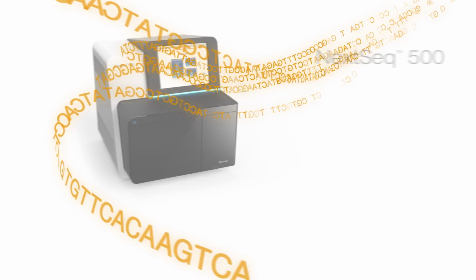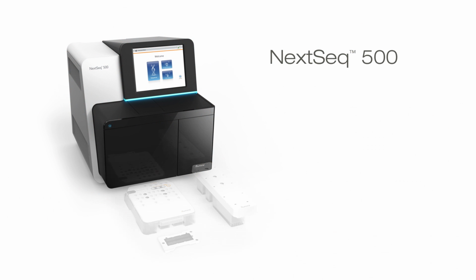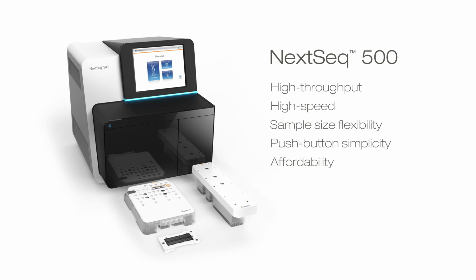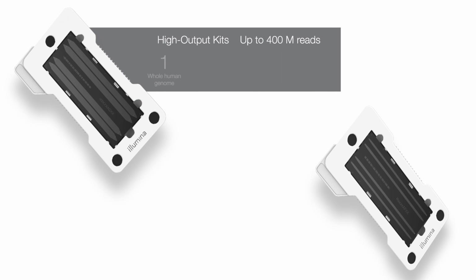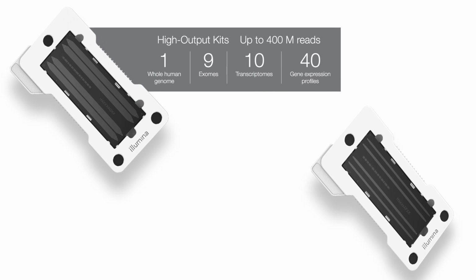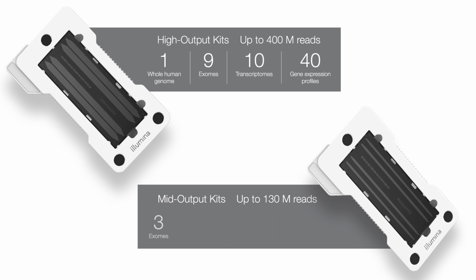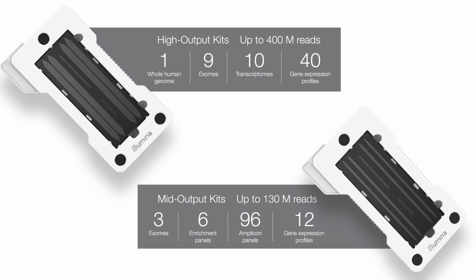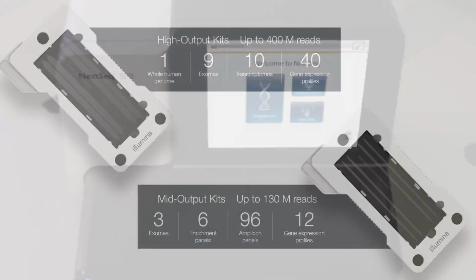We designed the NextSeq 500 system to be your optimal choice. The ideal combination of high throughput, high speed, sample size flexibility, push-button simplicity, and affordability. Tunable sequencing outputs make the NextSeq 500 system perfect for a wide range of applications, and bring the power of high-throughput sequencing to your everyday research.